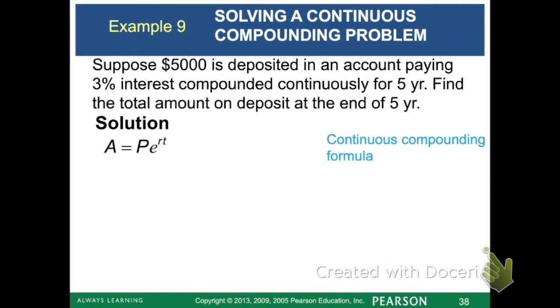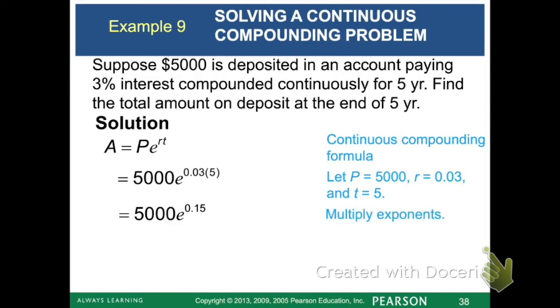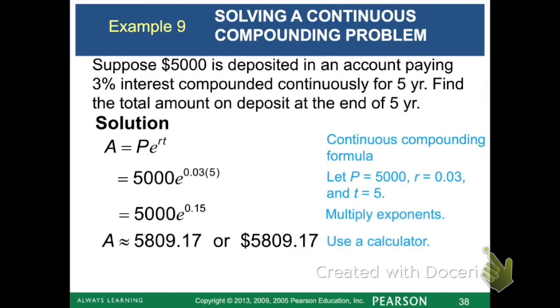Example 9. Suppose $5,000 is deposited in an account paying 3% interest compounded continuously for 5 years. So anytime a problem says compounded continuously, we're going to use this equation, PERT. Find the total amount, so find A, on deposit at the end of 5 years. So we're going to use our PERT function. We're plugging in 5,000 for P, 0.003 for our rate, and 5 for T. We can just plug that all in our calculator at once, and we get $5,809.17.